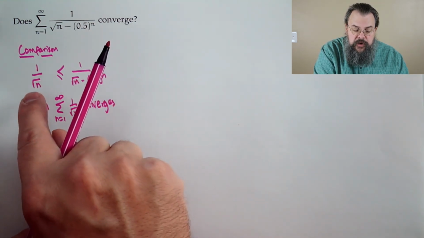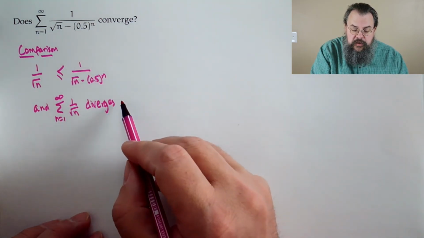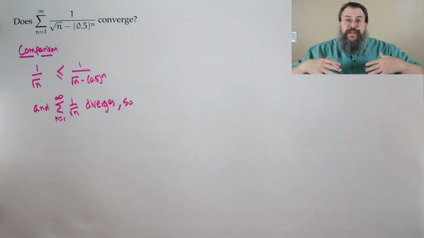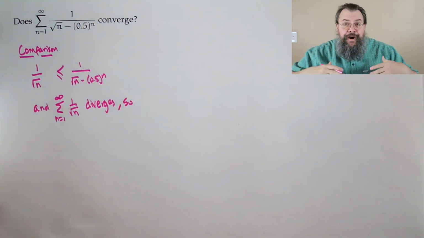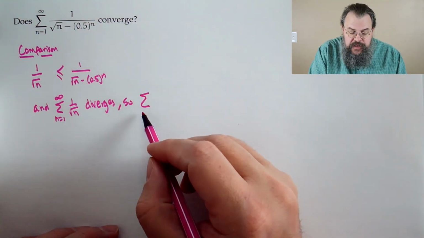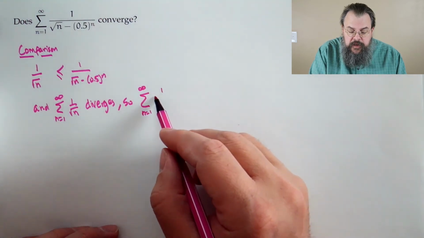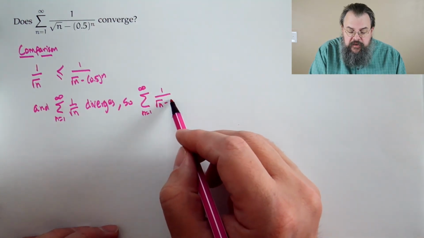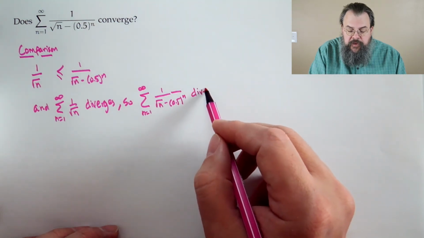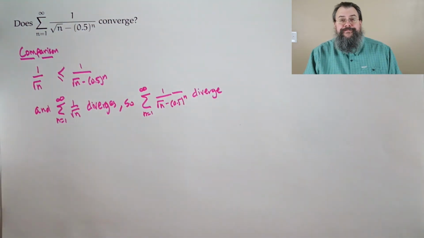So we know we have something below this. It diverges, and now our conclusion, great. We've bounded it below by something which gets big, so it must also get big. And therefore, our conclusion is that our sum from 1 to infinity of 1 over root n minus 0.5 to the n will diverge. All right, so that's what we would do if we were doing comparison.